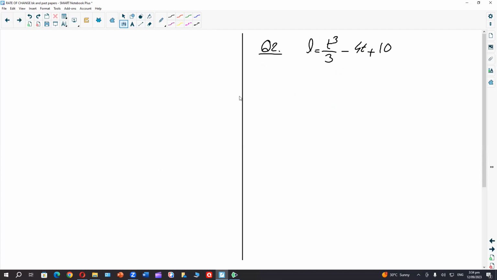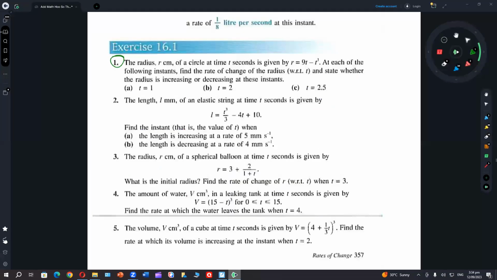Now, join question number 2. Question number 2: The length of an elastic string at time t seconds is given by this equation. Find the instant, that is the value of t, when the length is increasing at a rate of 5 millimeter per second. Copy the equation. First read the question, then copy the equation.